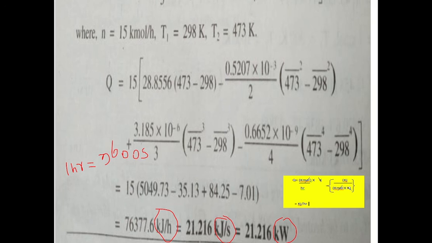Kilojoule per hour means divide by 3600, finally we get 21.216 kilojoule per second. What is the relation between kilojoule per second and kilowatt? 1 kilojoule per second is equal to 1 kilowatt. So finally we get capital Q is equal to 21.216 kilowatt.